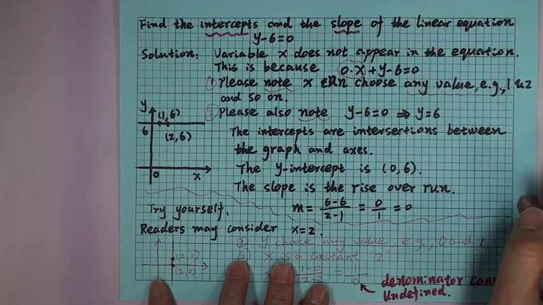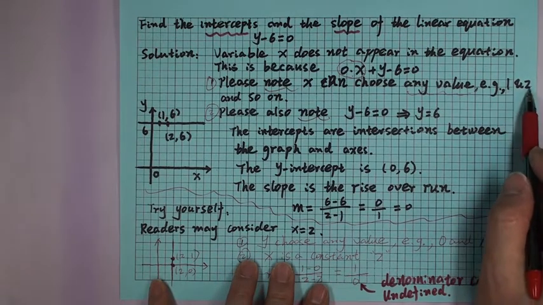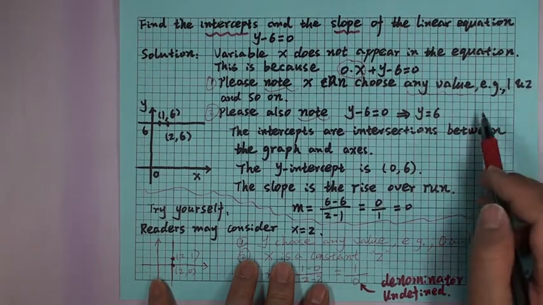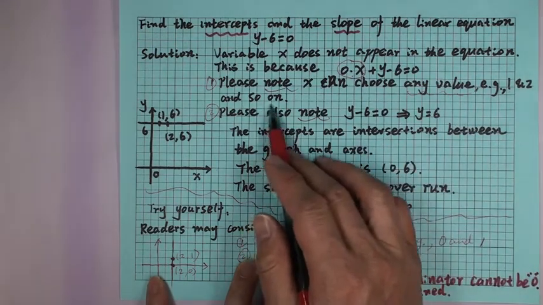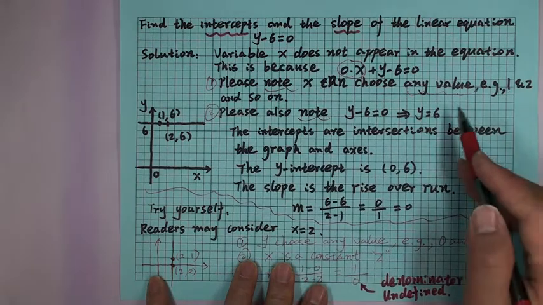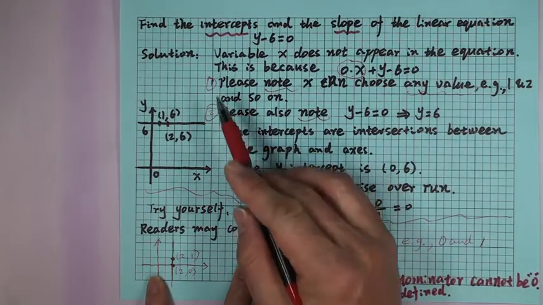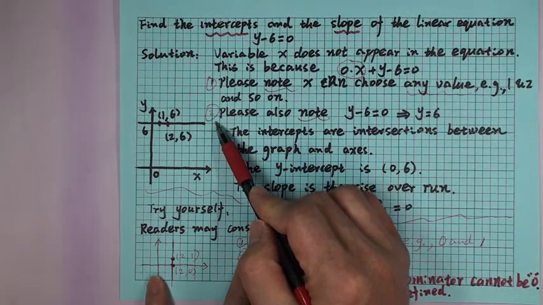That's a very important thing. So here let's choose 1 and 2. You may choose 0, 1, it doesn't matter. Okay? And so on. That's the first observation.